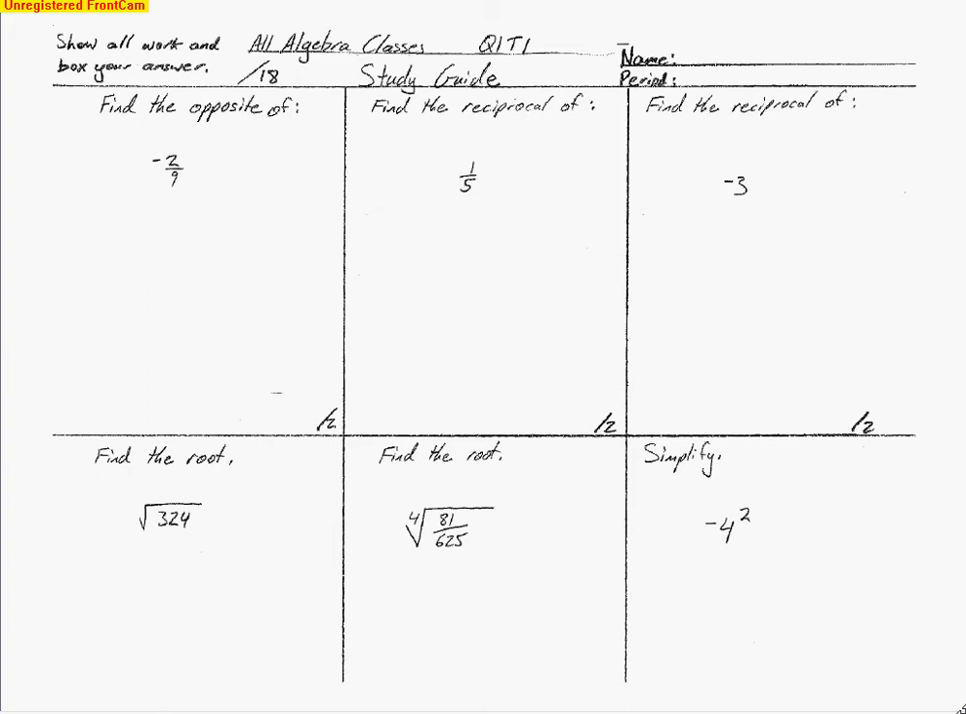These are the solutions for the practice test on the front side of the study guide for Test 1, Quarter 1, for both algebra classes. And so the first question is going to ask us to find the opposite of a number.